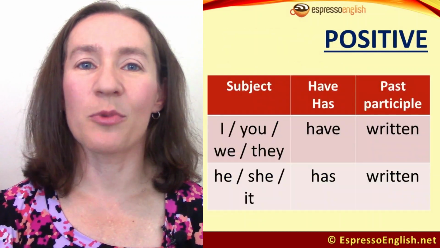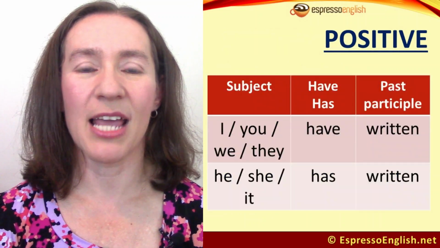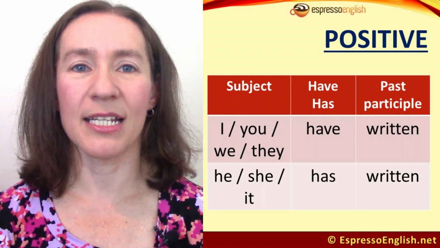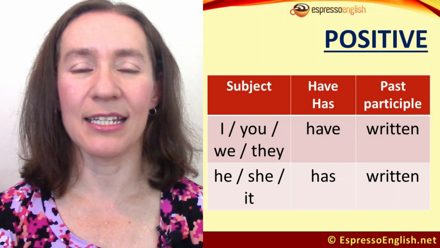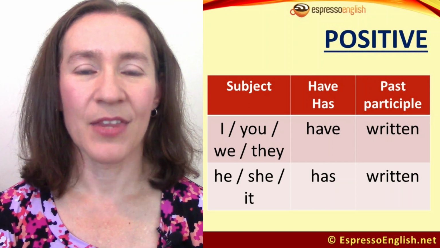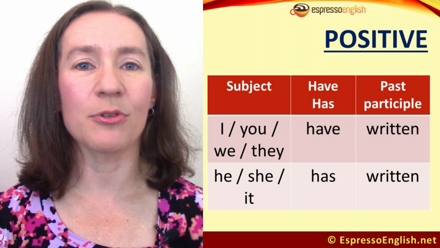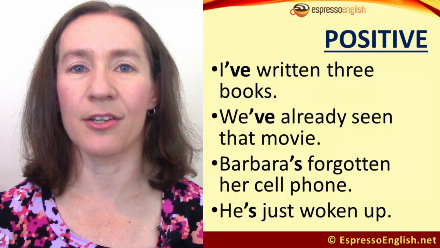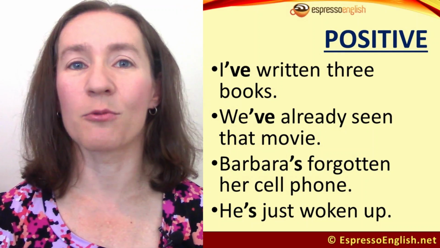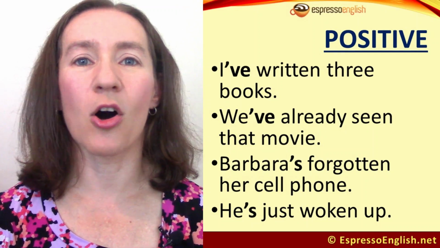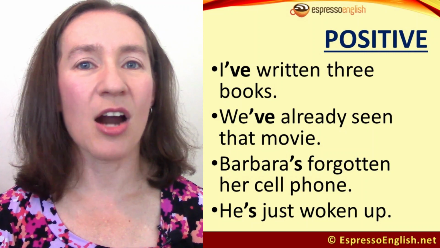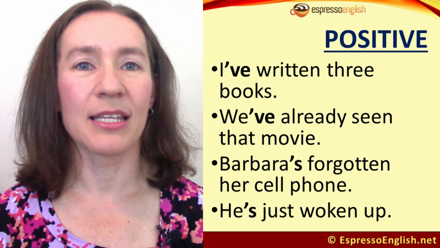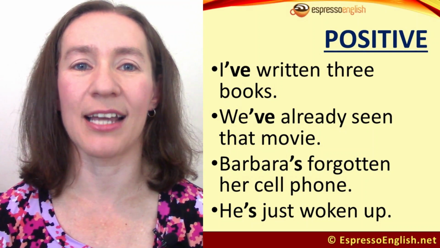So again, to form the present perfect in positive statements, we have I, you, we, or they have written, or he, she, or it has written. And in spoken English, it's common to use the short form for have or has. So instead of saying, I have written 3 books, we would say, I've written 3 books. We've already seen that movie. Barbara's forgotten her cell phone. He's just woken up. That's he has just woken up.